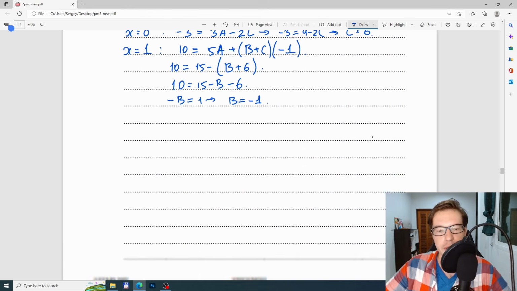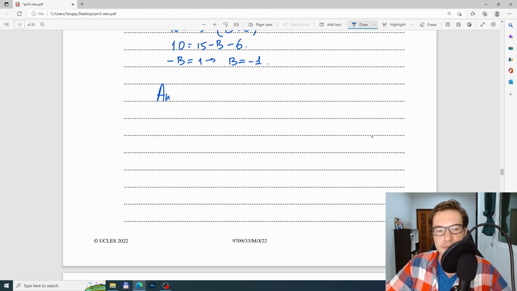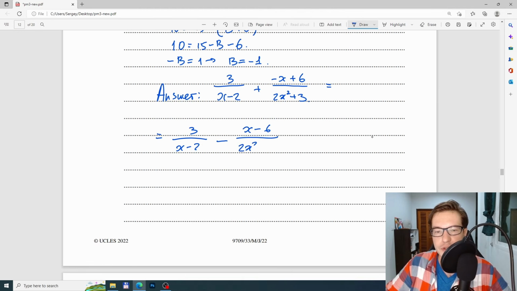And all in all, our answer is going to look like 3 over x minus 2 plus minus x plus 6 over 2x squared plus 3. Or maybe I can just make it look a little bit better and say it's going to be 3 over x minus 2 minus x minus 6 over 2x squared plus 3. I will keep this as the final answer.